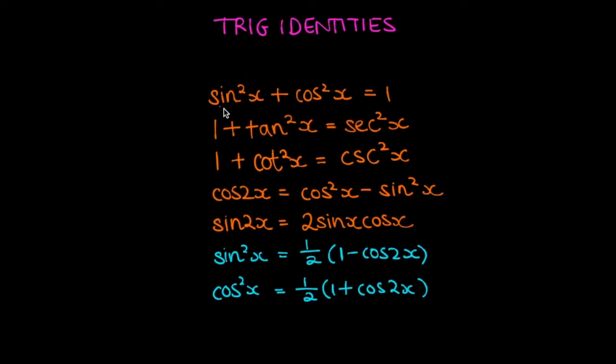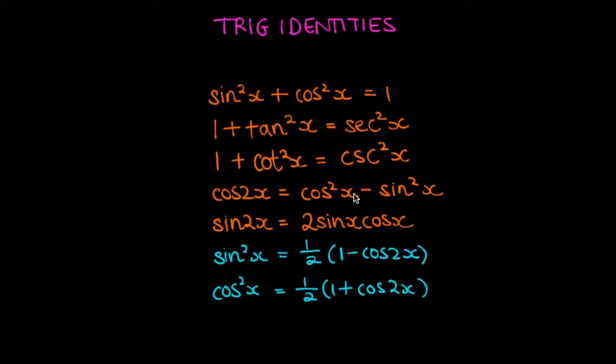We have sine squared plus cosine squared equals 1. And then next we have 1 plus tan squared equals sec squared. And we can derive this equation by dividing both sides of the first one by cosine squared. Then we have 1 plus cot squared equals cosec squared, which we can derive by dividing both sides of the first equation by sine squared.